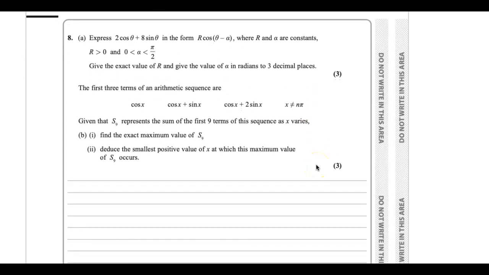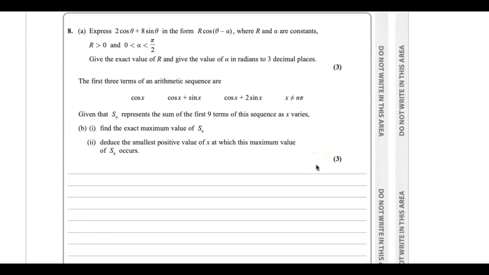Another question, question number 8. We have to express it in the form r cos(theta minus alpha). Very easy, so let's get started. First, we're going to be finding the value of r. If we compare it with a cos theta plus b sin theta, it gives us the value of a to be 2 and b to be 8.